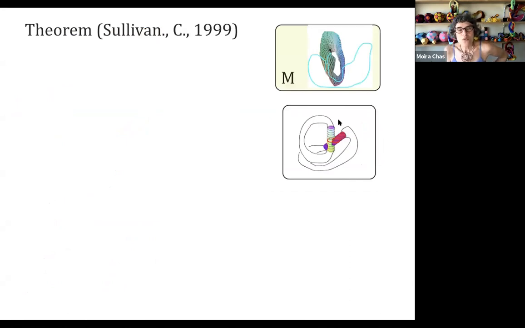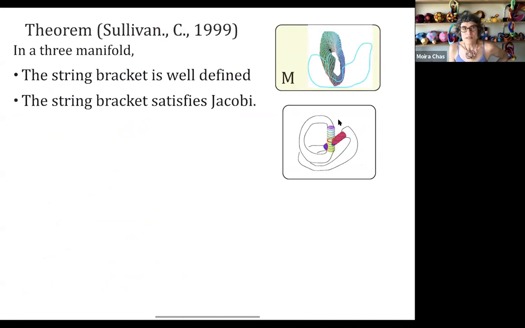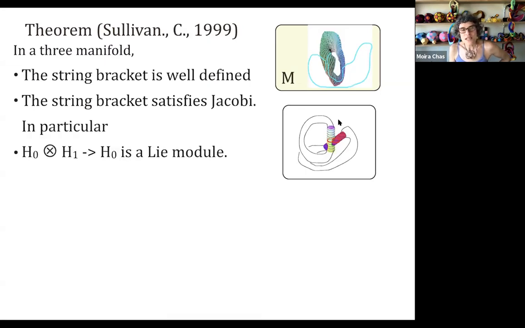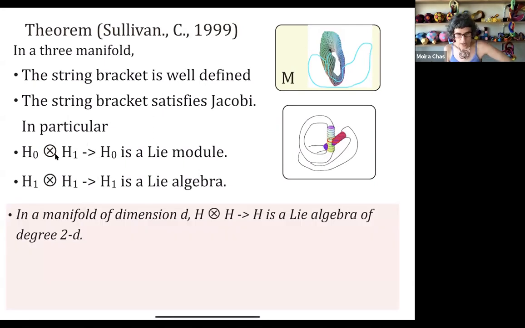And a long time ago, we proved that, and I put three manifold, but this holds for any orientable manifold. So this is well-defined and satisfies Jacobi. And the proof of Jacobi is the same proof that we saw before. And it's nice, because we just saw that if you take one families and one families, you get one families. So this is a Lie algebra itself, and this is a Lie model. If you apply an element H0 tensor H1.